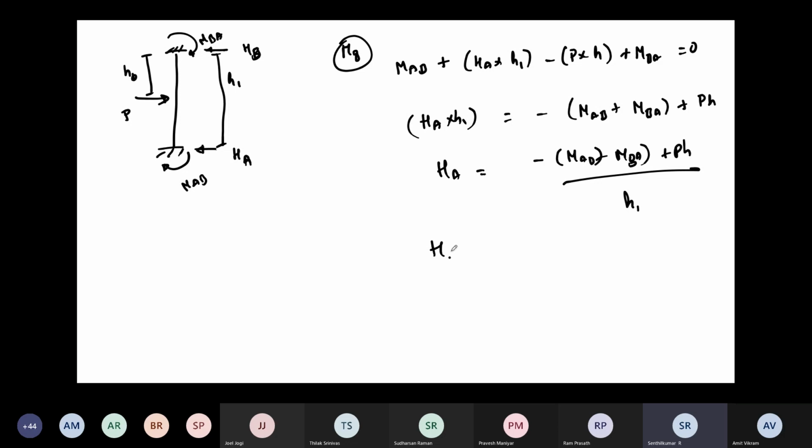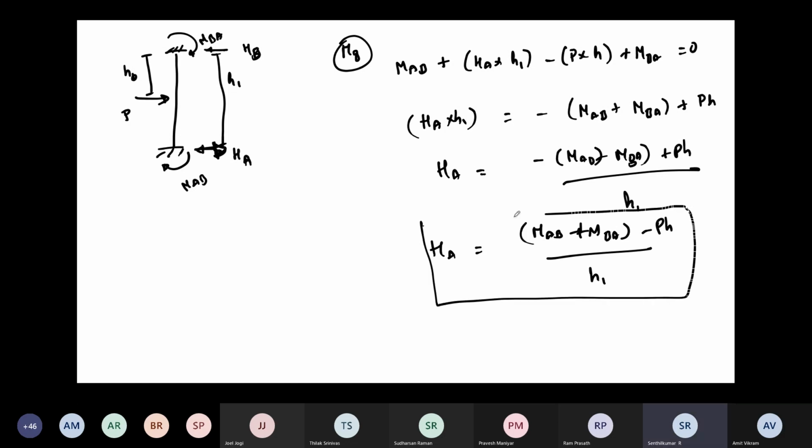If I want to make this positive, I change the direction of HA to this downward direction, so the minus will become a plus, MAB plus MBA. The minus is for the whole. So MAB plus MBA, this plus will change to minus PH divided by H1. So this is your first equation.